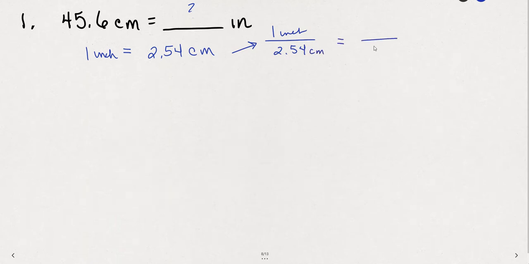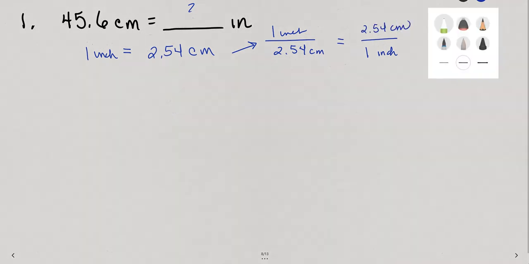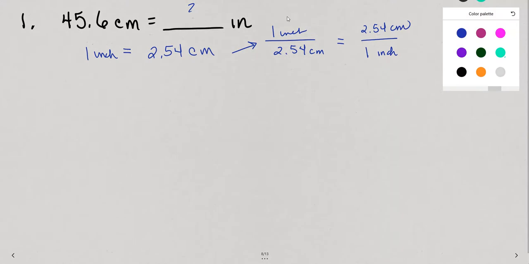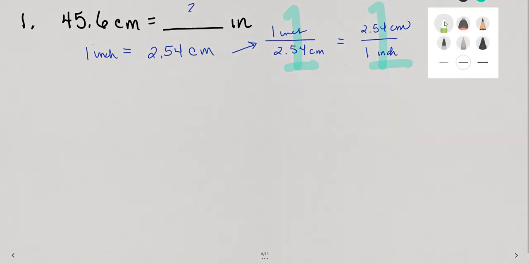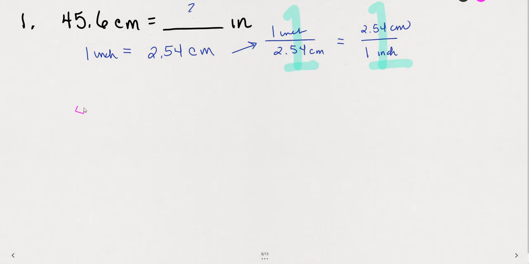Or I could write that as a fraction 1 inch under 2.54 centimeters. And both of these fractions are called a unit fraction because they're equivalent to 1. Because 2.54 centimeters equals 1 inch, writing the 1 inch over or under 2.54 centimeters is equivalent to 1. So the way I'd approach this problem is I'd start with the 45 and 6/10. I'm going to write the unit, centimeter. I'm going to put that over 1.